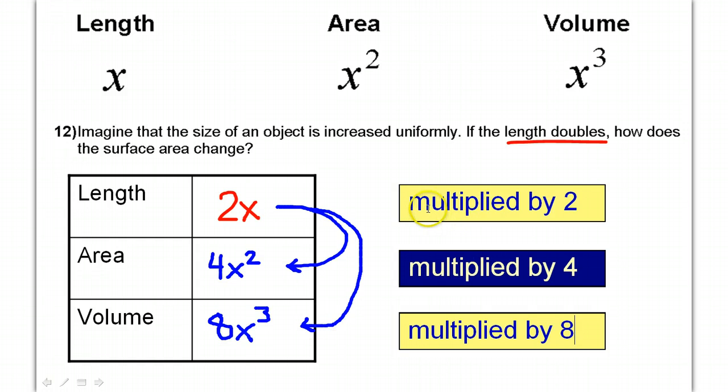Okay? Now, I encourage you to do what I did and always do the whole chart. But only one of these three statements is the answer to the question. I told you what happened with the length, the area, and the volume, just so you have the full picture. But the question is only asking how does the surface area change. So which one of these three is the answer to the question?